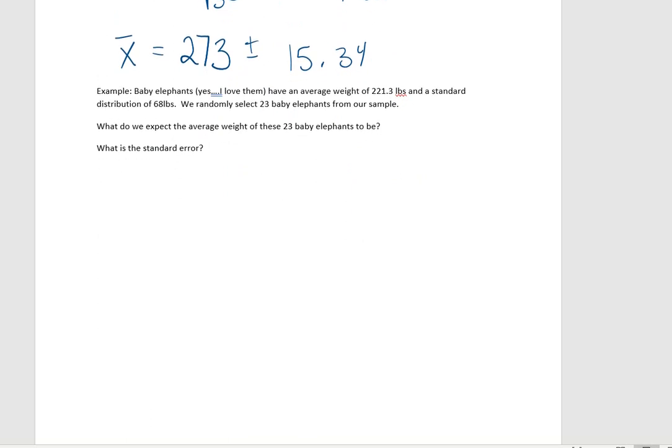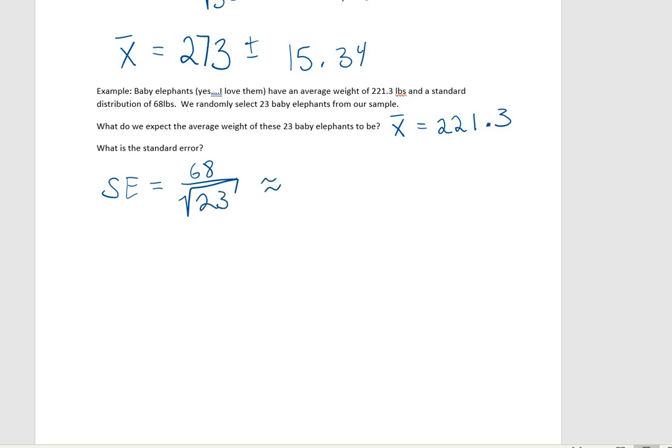Baby elephants, yes, I love them, have an average weight of 221.3 pounds, and they have a standard deviation of 68 pounds. What we do is randomly select 23 baby elephants from our population. Again, what do we expect the average weight of these 23 baby elephants to be? Well, since we collected them randomly, we expect our sample to have an average very similar to our population. Now, what's the standard error? Well, we don't expect them to be exactly the same as our population, but we expect them to be pretty close. So for our standard error, that's going to be 68 divided by the square root of 23.